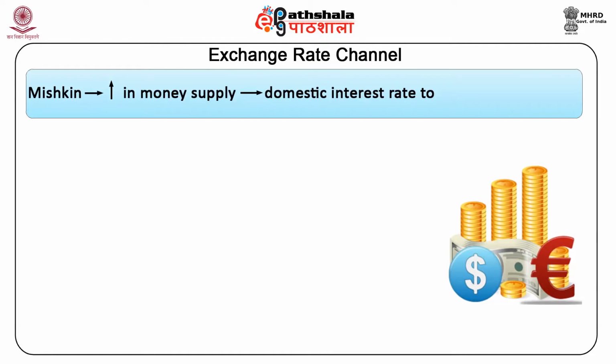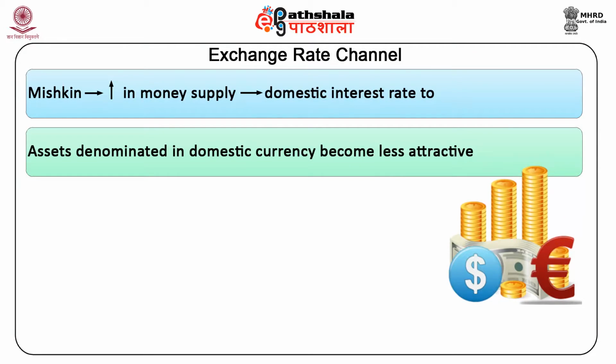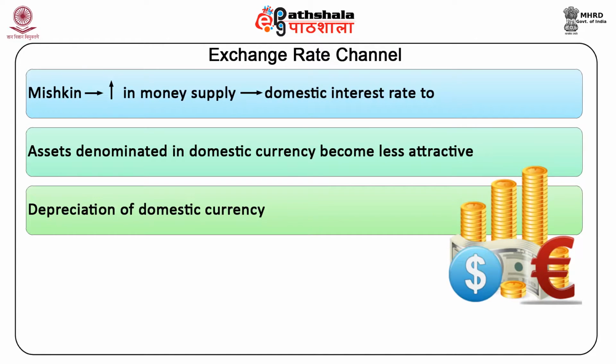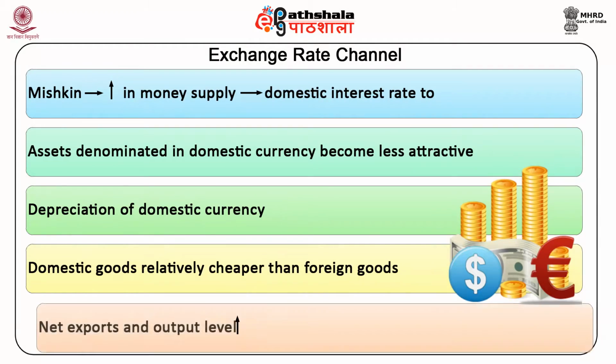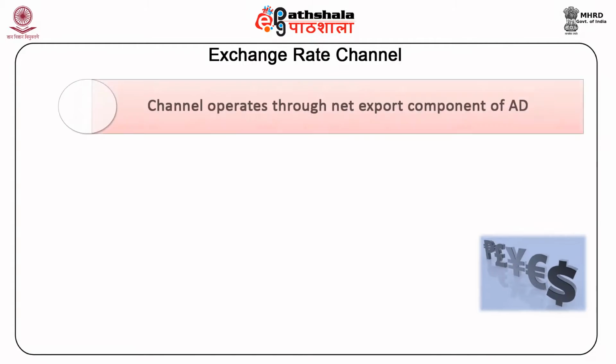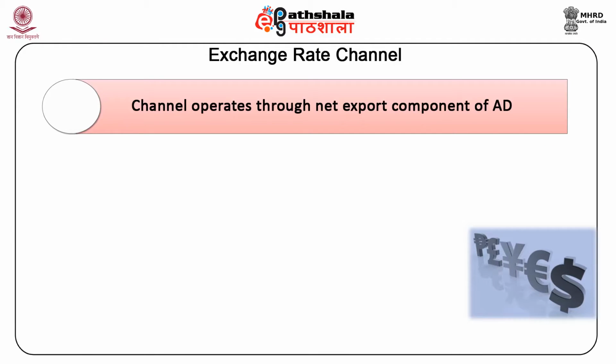According to Mishkin 2006, an increase in money supply M causes the domestic real interest rate R to fall. Therefore, assets denominated in domestic currency become less attractive than assets denominated in foreign currency, resulting in a depreciation of the domestic currency. The depreciation makes domestic goods relatively cheaper than foreign goods, thereby causing net exports NX and output to rise. So, this channel operates through the net exports component of aggregate demand.